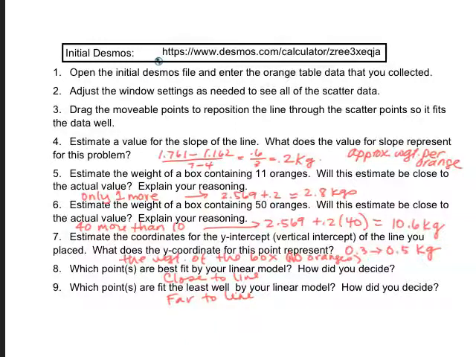You can also do this if you have an equation of the line by plugging in 11 for x in your linear equation or model.